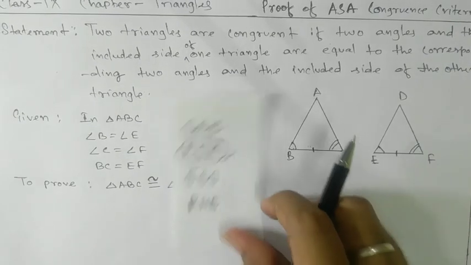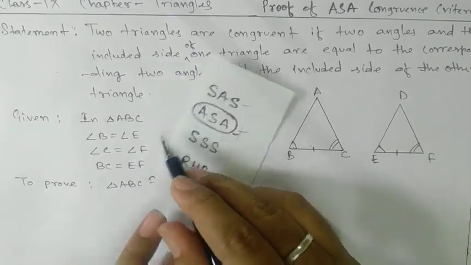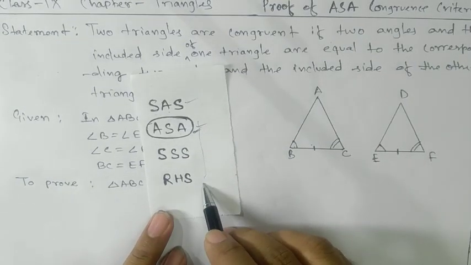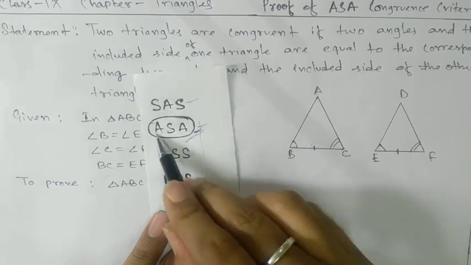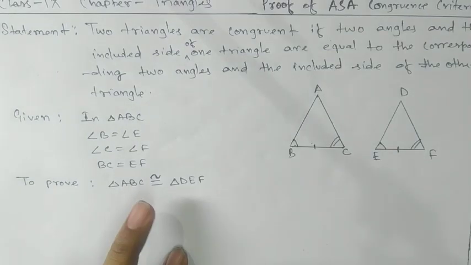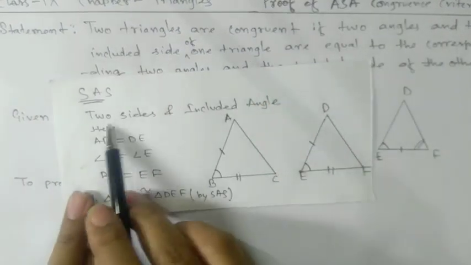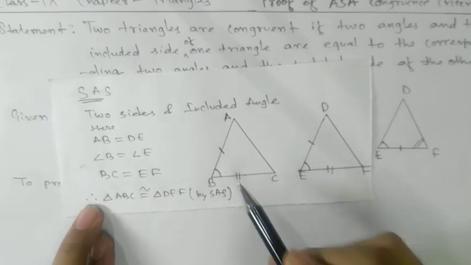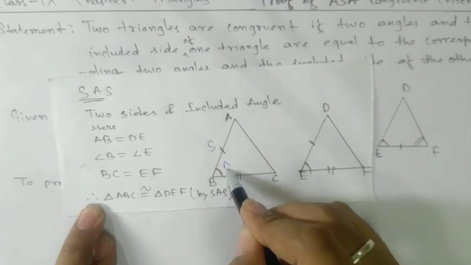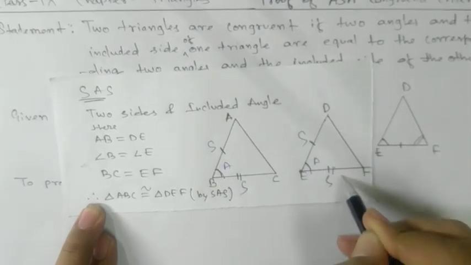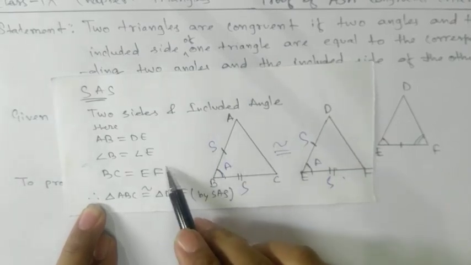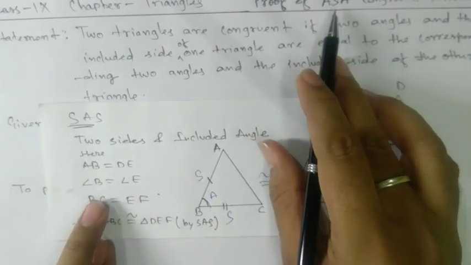So here we have four criteria: SAS, ASA, SSS, RHS. We're going to see the proof of ASA using SAS. So let's recapitulate SAS. Two sides and the included angle, that means SAS. Then we can say that these two triangles are congruent. We'll use this concept and try to prove ASA.